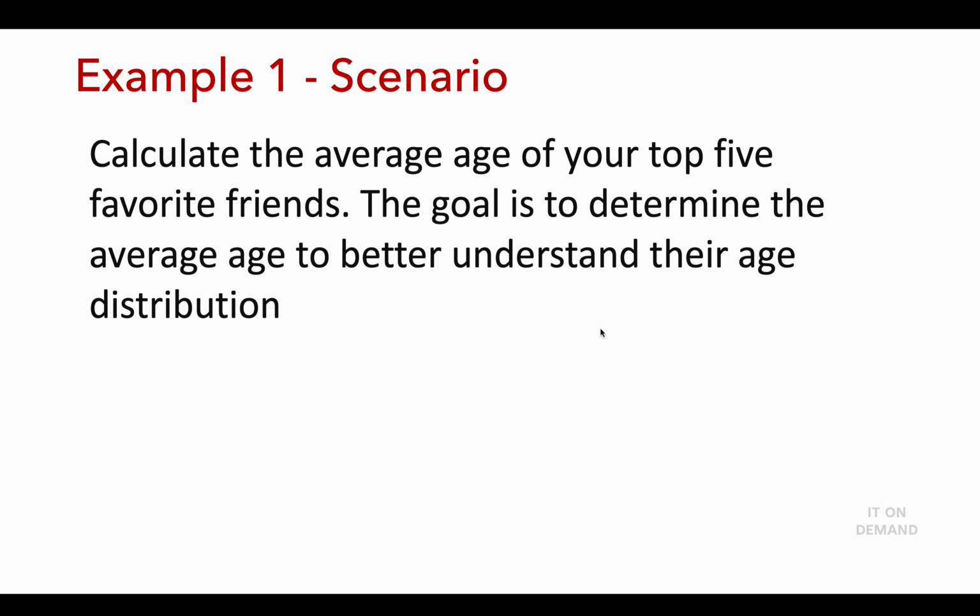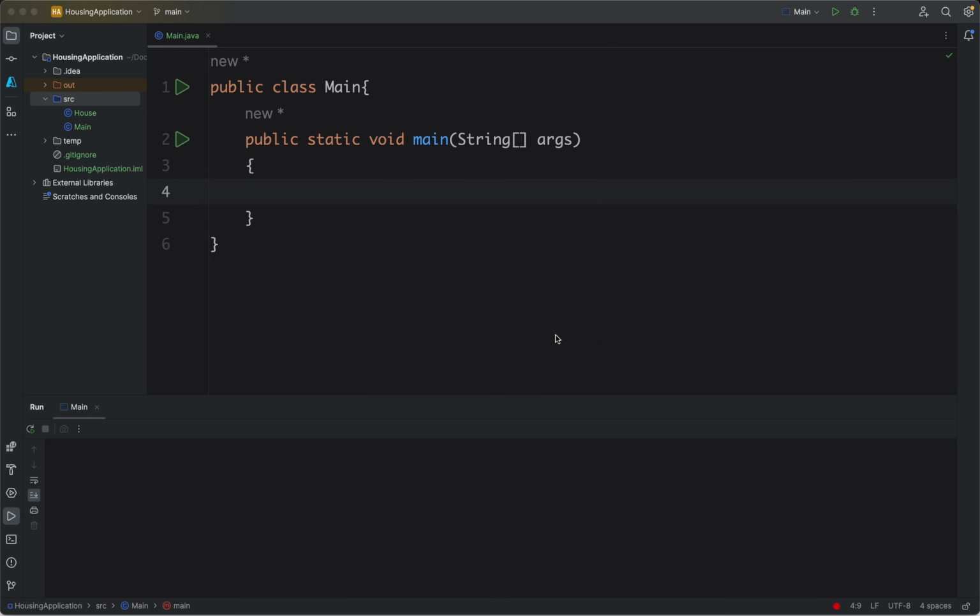So remember the first scenario. We're to calculate the average age of your top 5 favorite friends, and the goal is to determine their average. Now let's head over to IntelliJ.